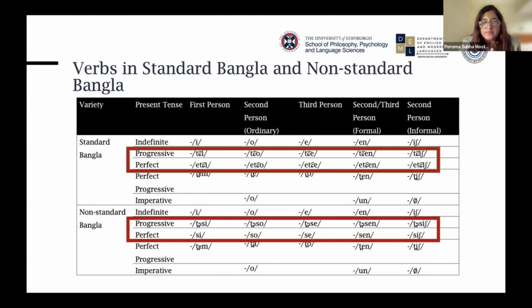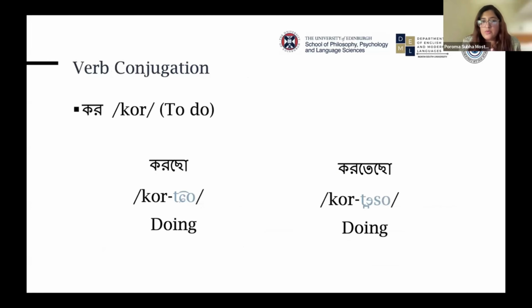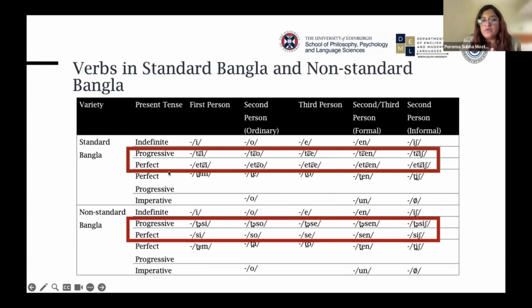To give you an example, this is a Bangla word which is kor, and it means to do something. When we add this cho suffix to it, it becomes it's doing. But when it's teso, it's also doing, but this one, kortecho, is standard and korteso is non-standard, that is being shown here. So we mainly focused on the progressive and the perfect tense varieties, not any other ones.